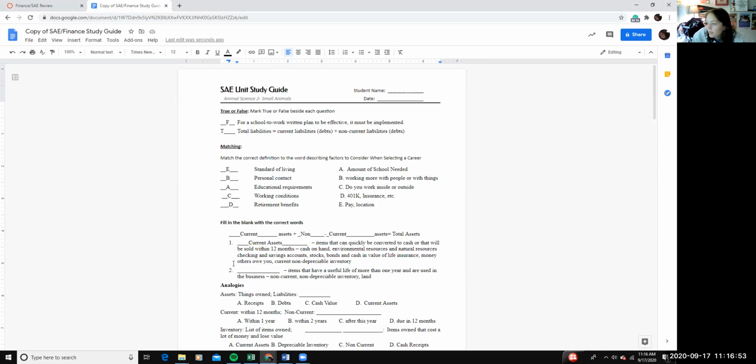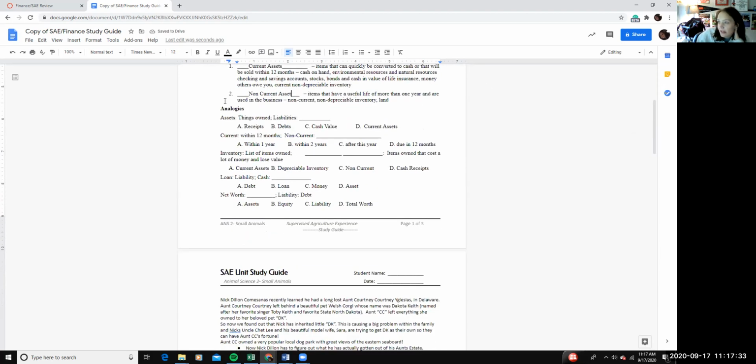All right, items that have a useful life of more than 1 year and are used in the business. They are non-current, non-depreciable inventory or land. What would that be, Eli? Well, if this one's current, or not current assets, then yeah, there you go. I didn't do this one because I didn't know it. That's all right. That's why we're going over it.